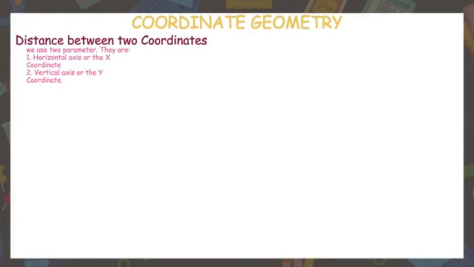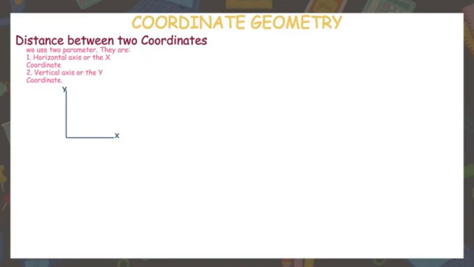Now here we are going to use this parameter that we call horizontal axis and vertical axis. The horizontal axis is what we call the x coordinate, while the vertical axis is the y coordinate. So the distance between two coordinates. This is the vertical axis, and this is the horizontal axis. Here is our y, here is our x.